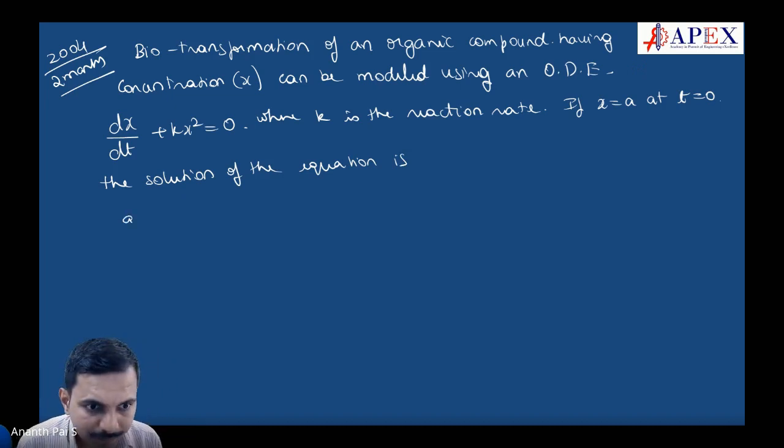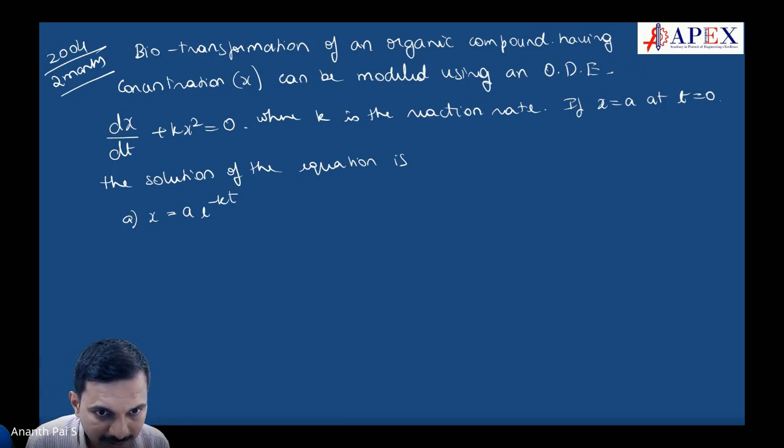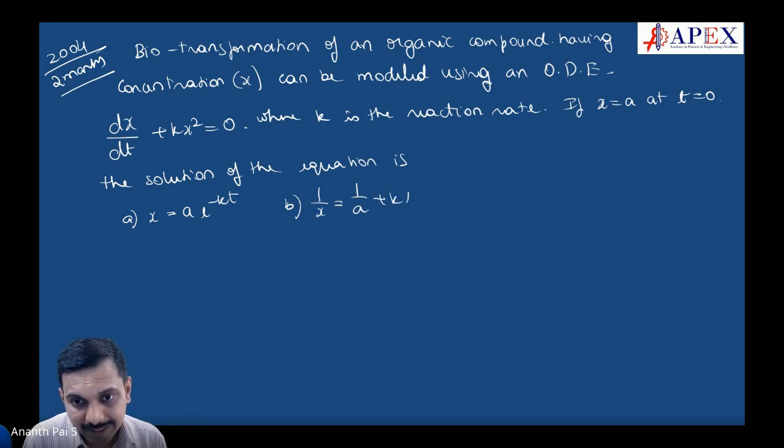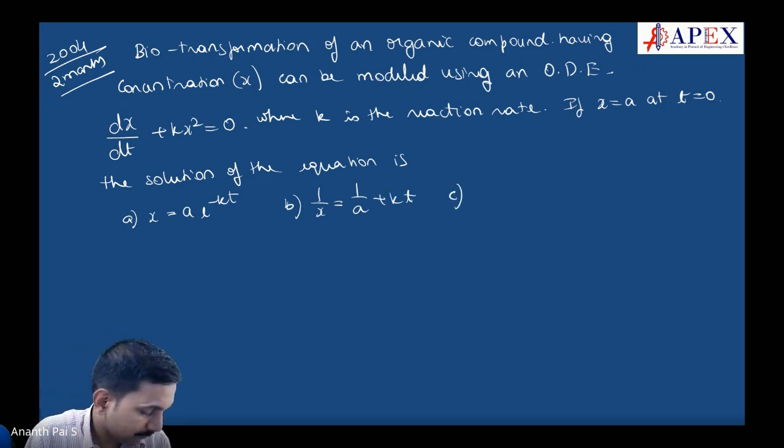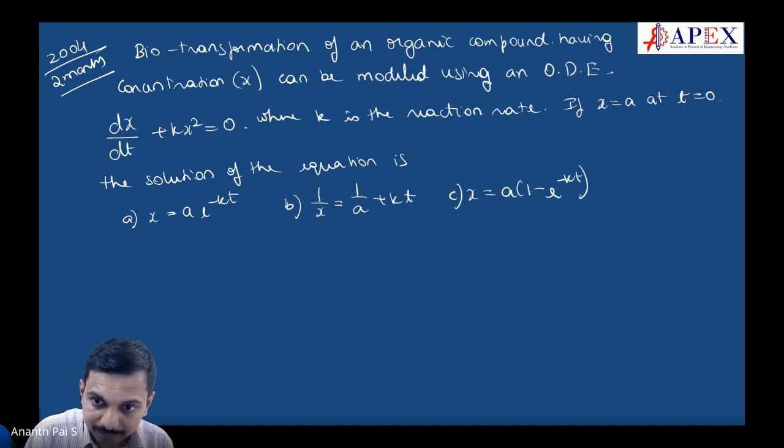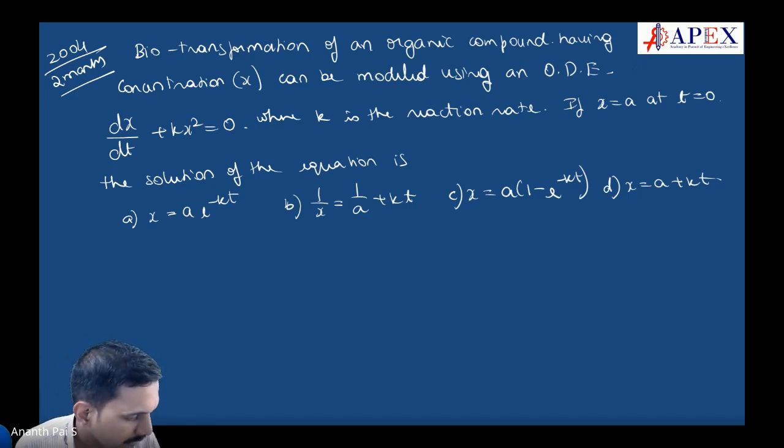a) x is equal to a into e power minus kt, b) 1 by x is equal to 1 by a plus kt, c) x is equal to a into 1 minus e power minus kt, and d) x is equal to a plus kt. What is the answer? We will do this.